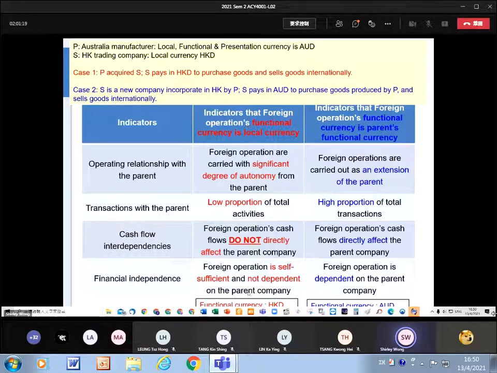Okay, so you know that in case 1, the functional currency is local currency, that is Hong Kong dollar. In case 2, the functional currency is parent's functional currency, that is AUD. Okay, so how about case 2? Let's look at case 2.